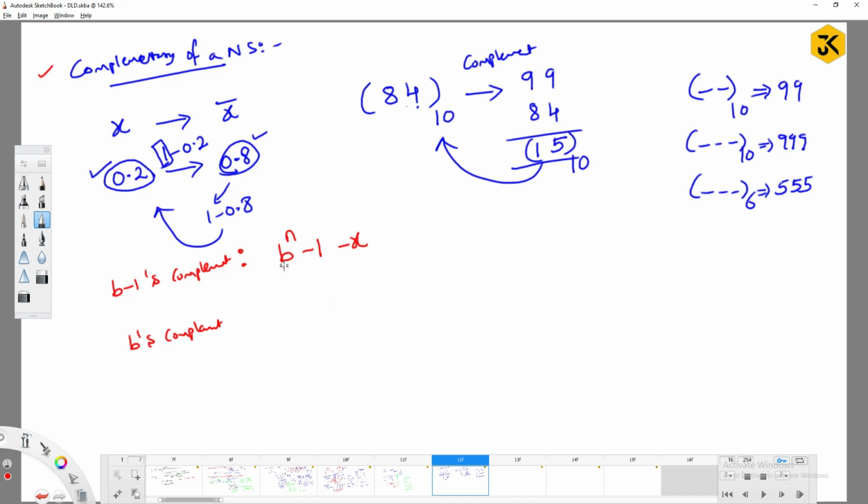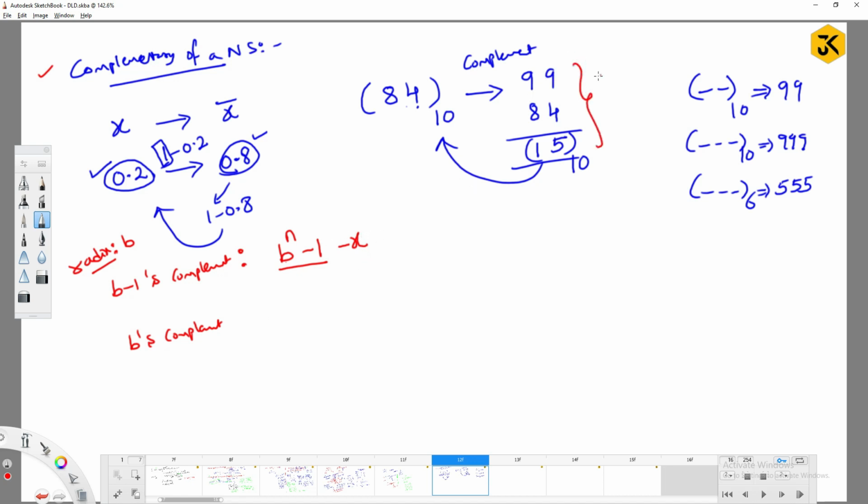What is b here? Some radix b. N means the number of digits, so b power n minus 1 is the maximum value I can get. X means the number for which you want to find the complement. So this logic I have written in the form of a formula.